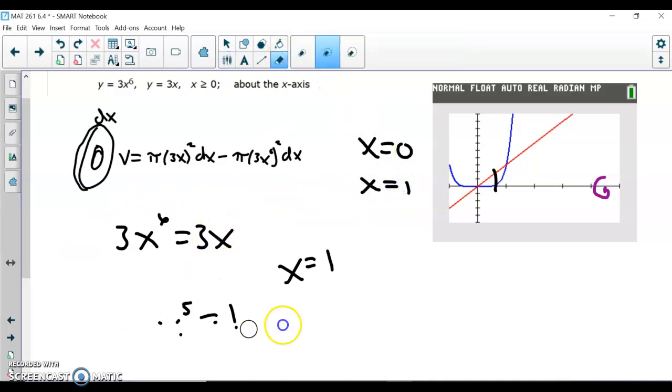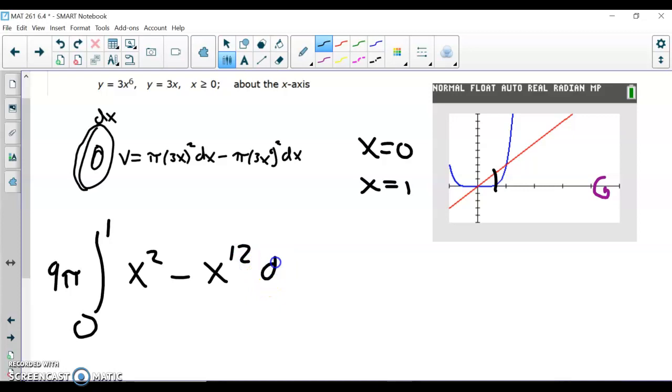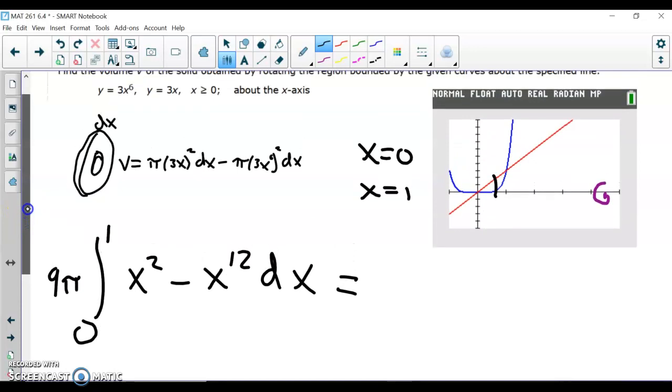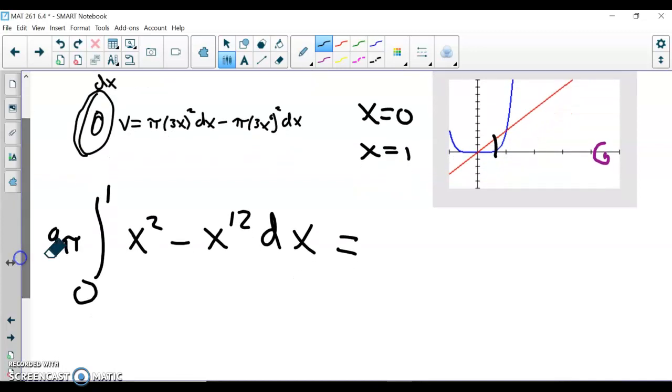All right. So now it's just a matter of setting up our definite integral. We're going from 0 to 1. We've got a pi that's common. We also, if you notice, have a 9 that's common. I'm going to pull out 9 pi, because in both cases there's a 3 coefficient in the radius, which is squared to become a 9. So that leaves x squared minus x to the 12th dx. And then it's nice to pull out the pi because it'll help you get the exact answer if need be. But we'll do this by hand.